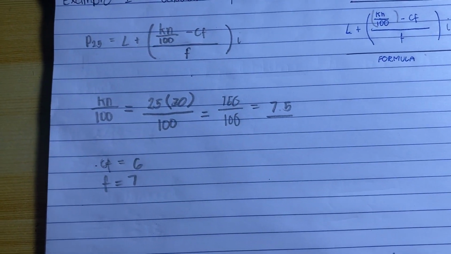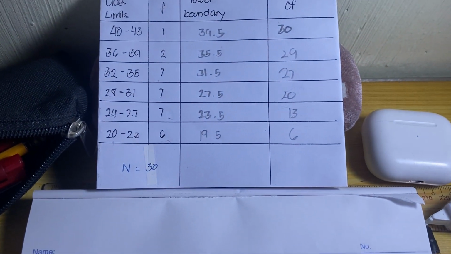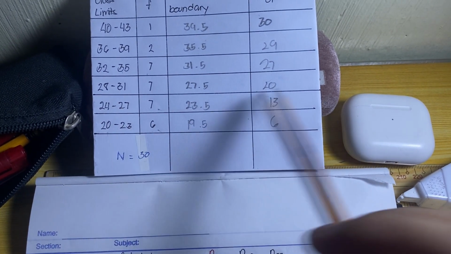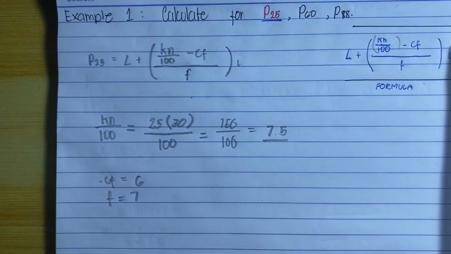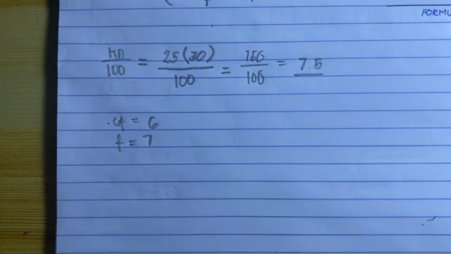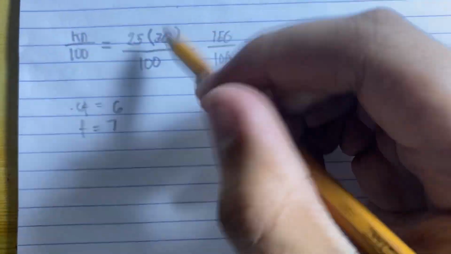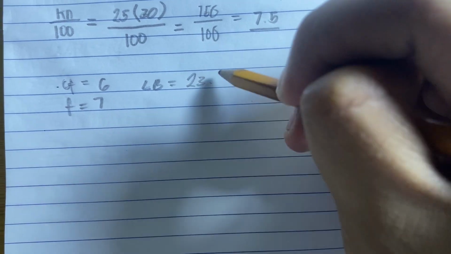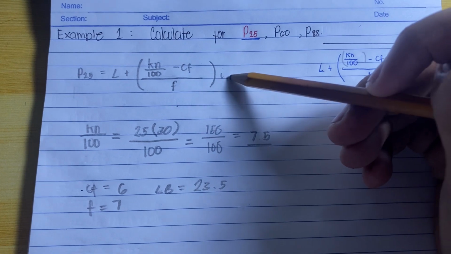And next is the lower boundary na. Saan nga ba nabibilang yung lower boundary na na-compute natin? Dito siya nabibilang sa section na to, which is 23.5. May mistake kasi dapat mas nauna yung lower boundary kaysa sa frequency. So, ganun na lang gagawin nyo. Mahuhuli yung frequency kaysa sa lower boundary. Ayan, dito lang natin siya i-write down. B is equals to 23.5.